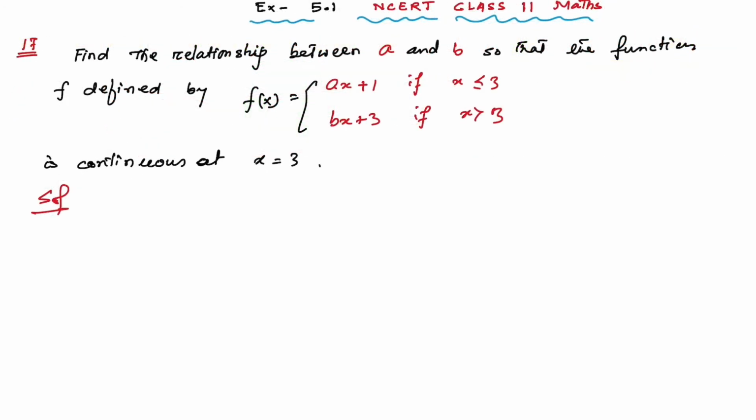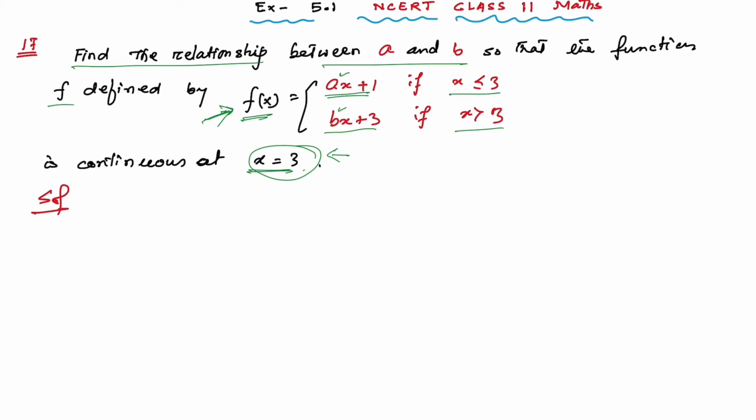So let us solve question number 17. Find a relationship between a and b so that the function f defined by f of x equal to ax plus 1 when x is less than or equal to 3, and bx plus 3 when x is greater than 3, is continuous at x is equal to 3. So we need to find a relation between a and b for which this function f of x is continuous at x is equal to 3.